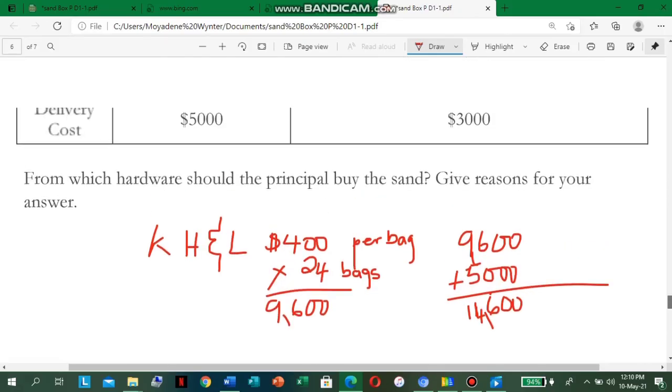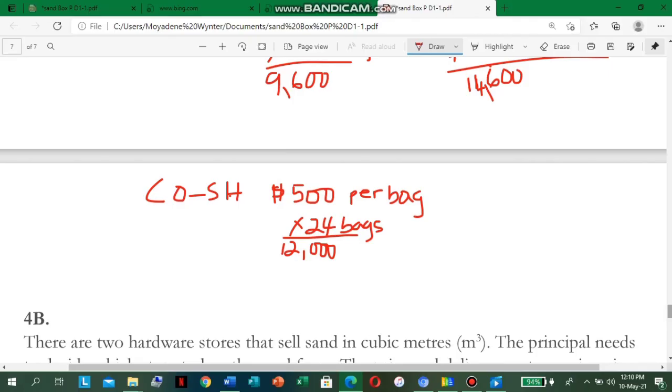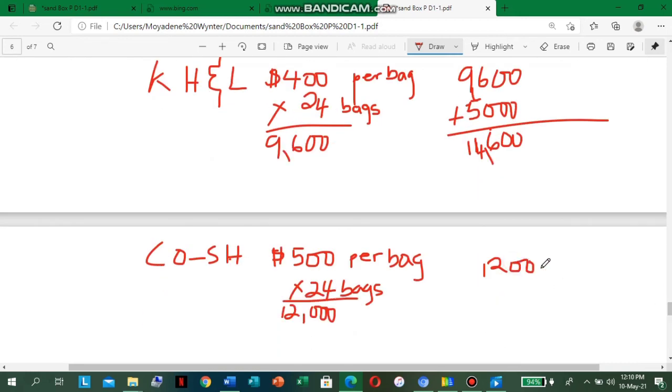Now, keep in mind the delivery cost, which is $3,000. That's their delivery cost. So we have to add the 12,000 with the 3,000, which is the delivery cost. So give me 0, 0, 0, 5, and 1. So therefore, which one is more expensive?